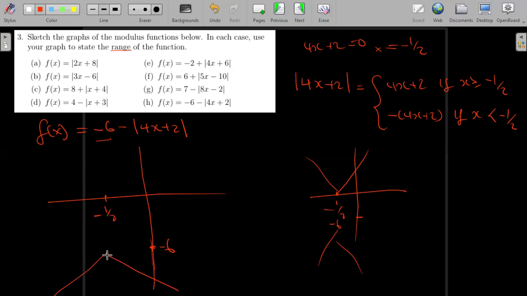So from here I can get the range. The range is going to go from negative infinity all the way up to the highest value, which is negative 6, like that. So this here is going to be my sketch and my range. Okay, unless there are any questions, but this is how we sketch modulus functions.